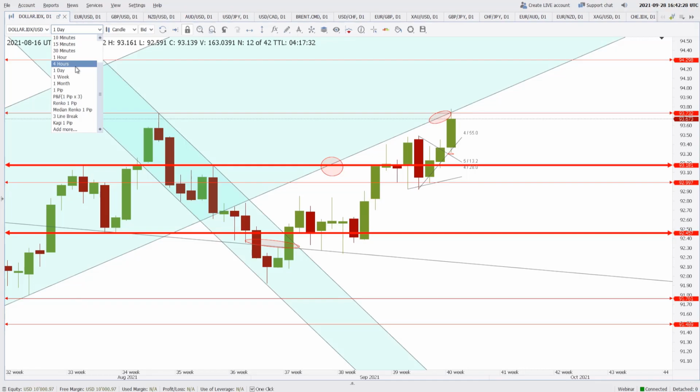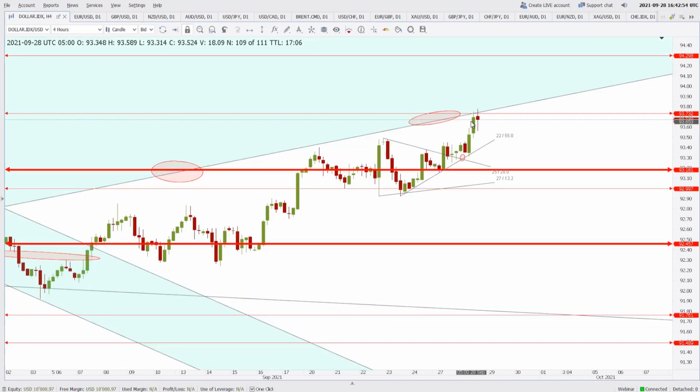You can clearly see what has been happening on the 4-hour chart here. After the breakout from this symmetrical triangle, the price took support at these levels and pushed the price back to 93.73.